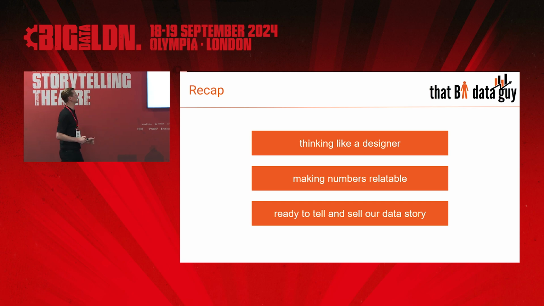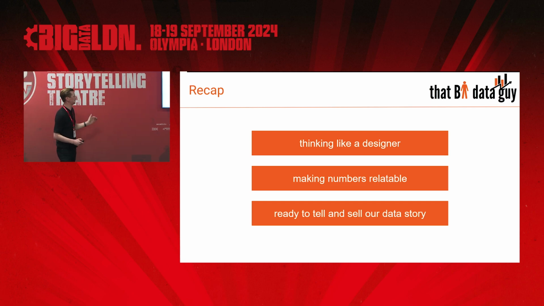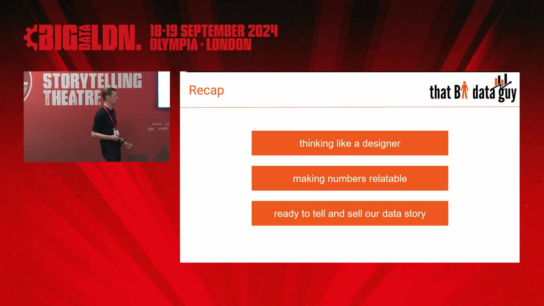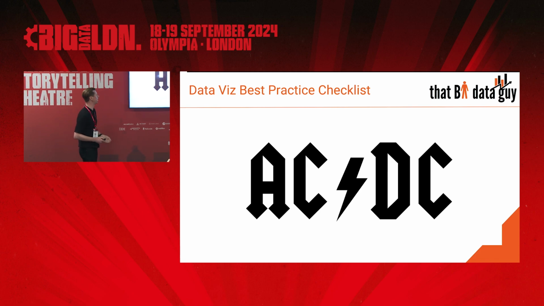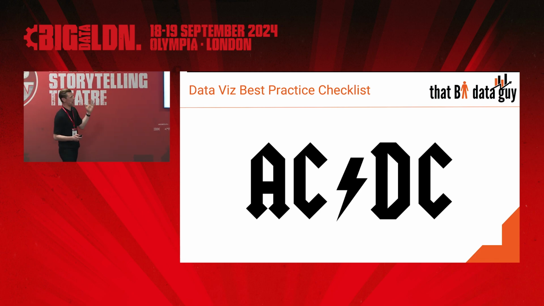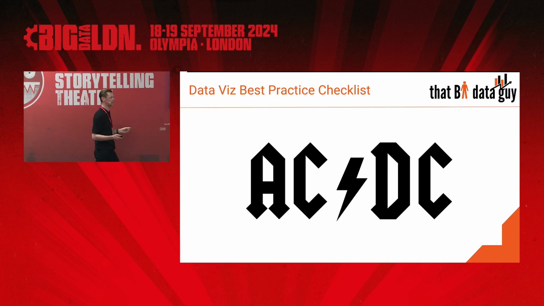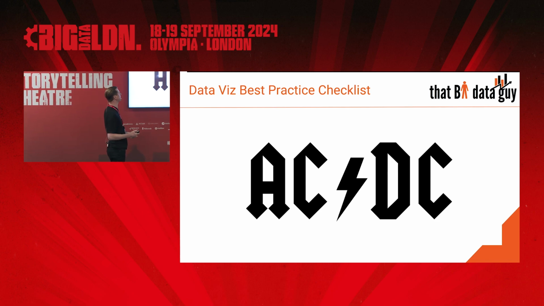So now we're thinking like a designer, now we've made the numbers relatable, and now we're ready to sell and tell our data story. Now we can fire Power BI up, yeah? And we need a checklist to make sure we're doing it right. And it's AC/DC. As a failed musician, this always comes back to music for me.